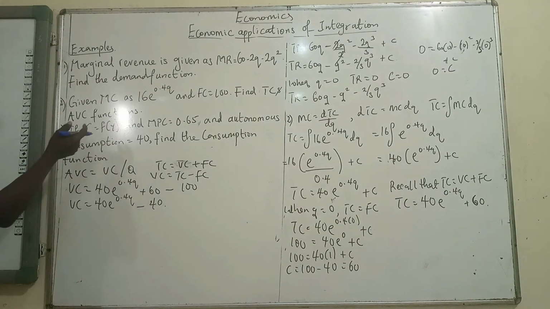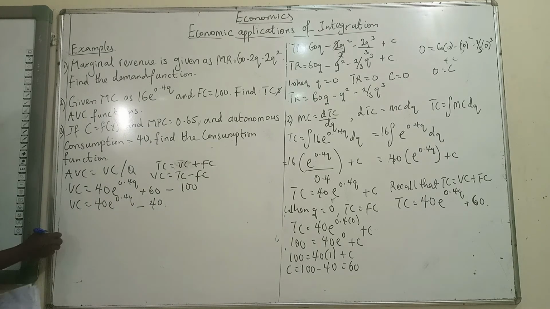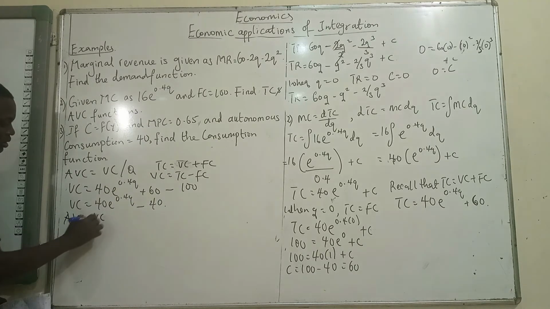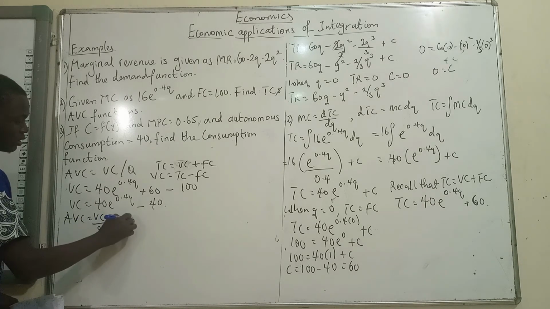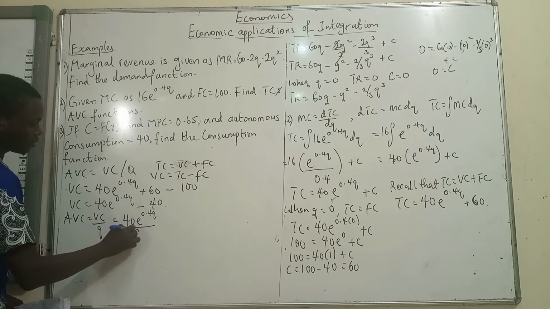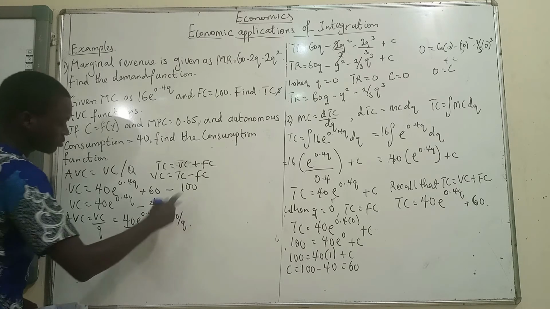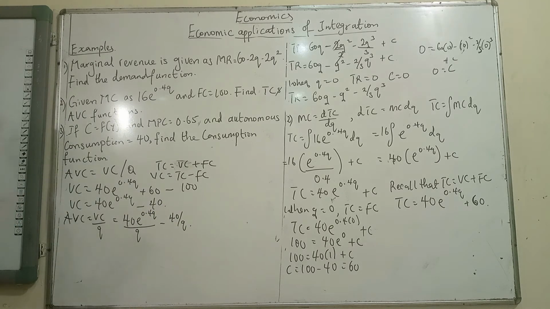TC and AFC. Okay, we are asking for the average variable cost. Now, average variable cost, AVC, is equal to VC divided by Q. So that will be 40 e raised to 0.4Q divided by Q, right? Then minus 40 divided by Q. So leave it out.